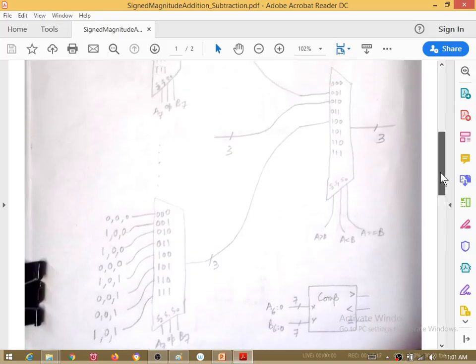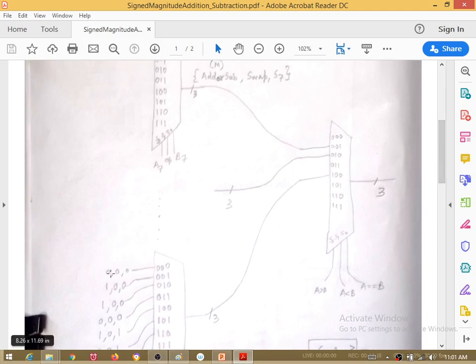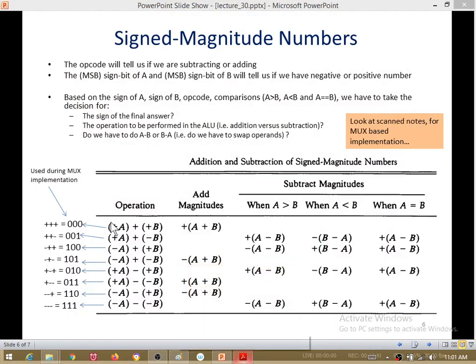And what is the meaning of 0 0 0? This 0 stands for add or subtract, which means I am going to add my answer. Then do I need to swap my answer? No, which means this is a 0. And what is the final answer's sign that you have? S7, it is a 0. So which means this 0 0 0 is corresponding to the first row that I have here.